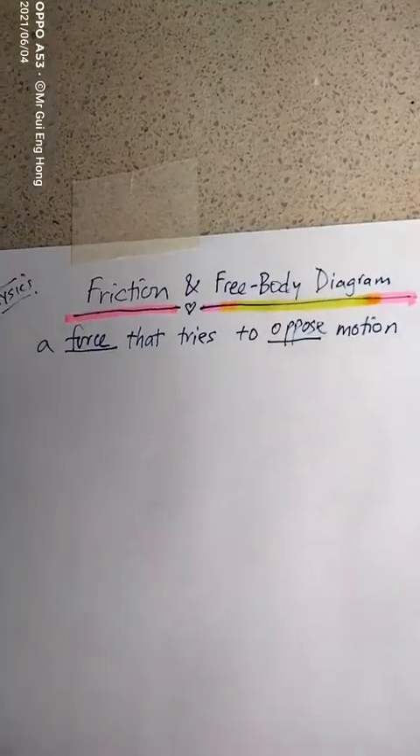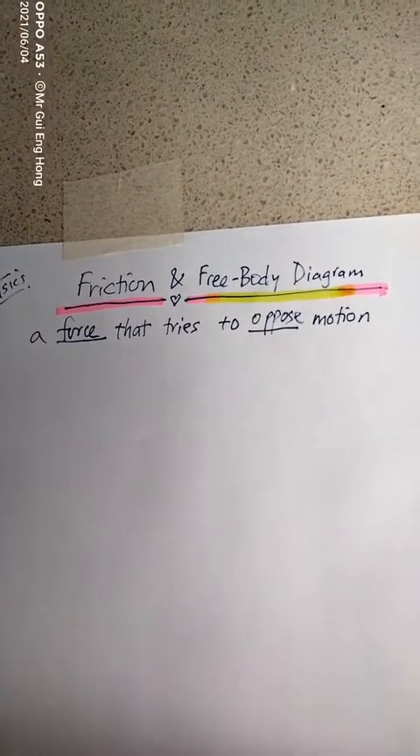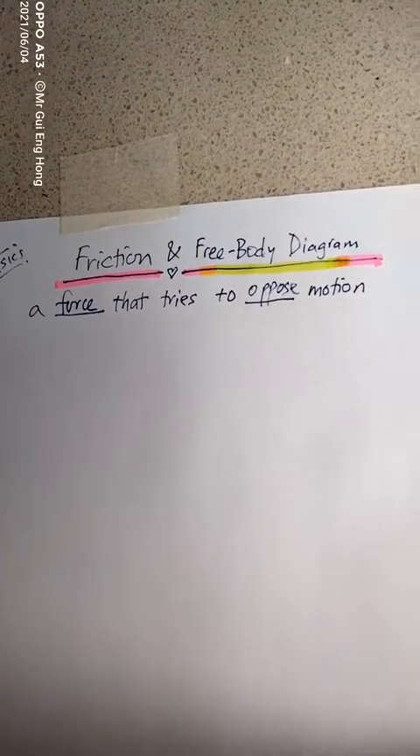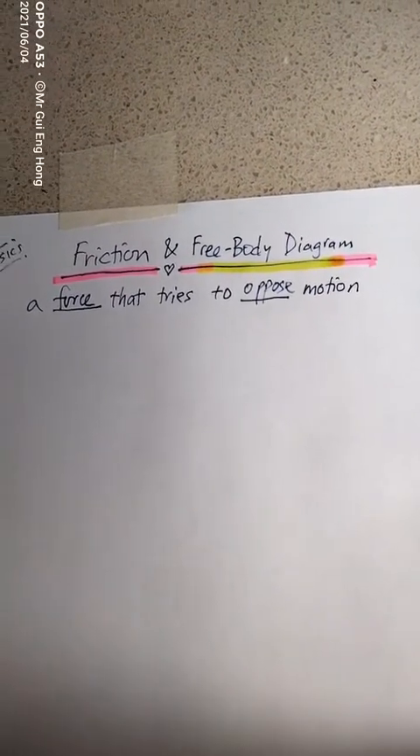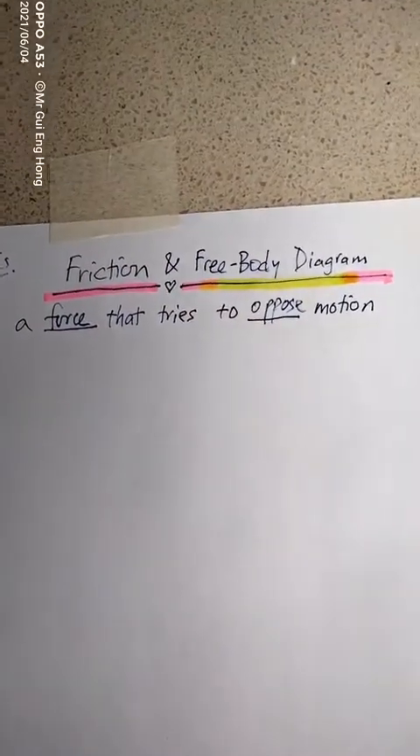Whether the object moves or does not move, if it's in contact with gas, liquid or solid, there will be frictional force. So let's look at the 6 examples in order to understand friction. Along with it, we'll draw the free body diagram.